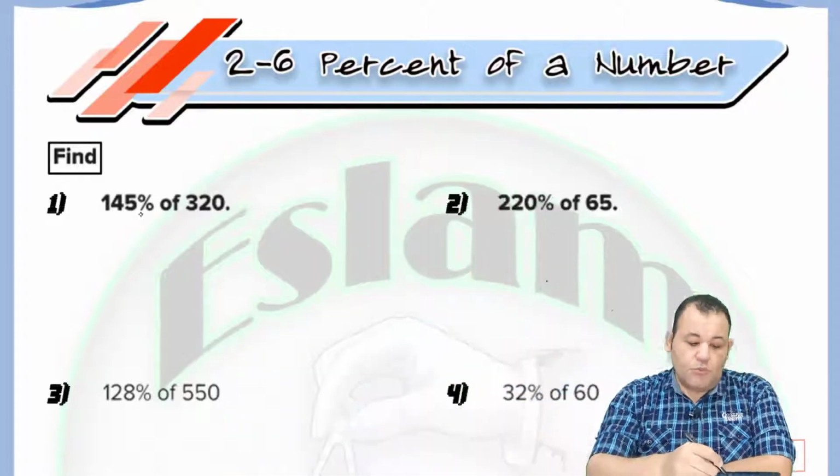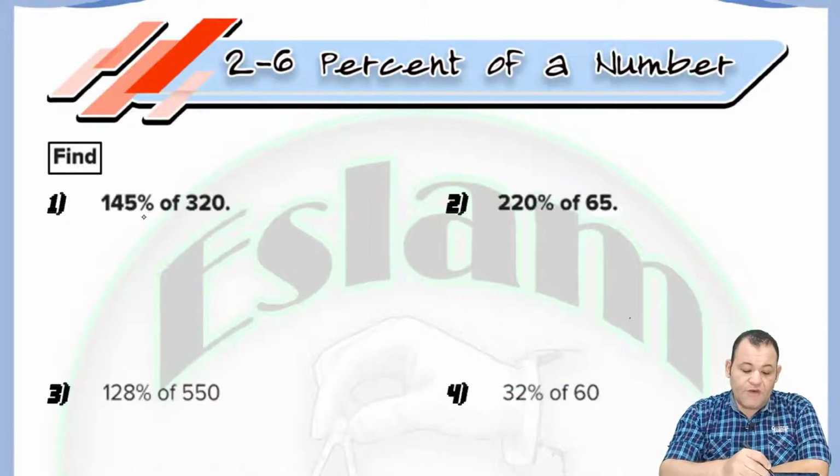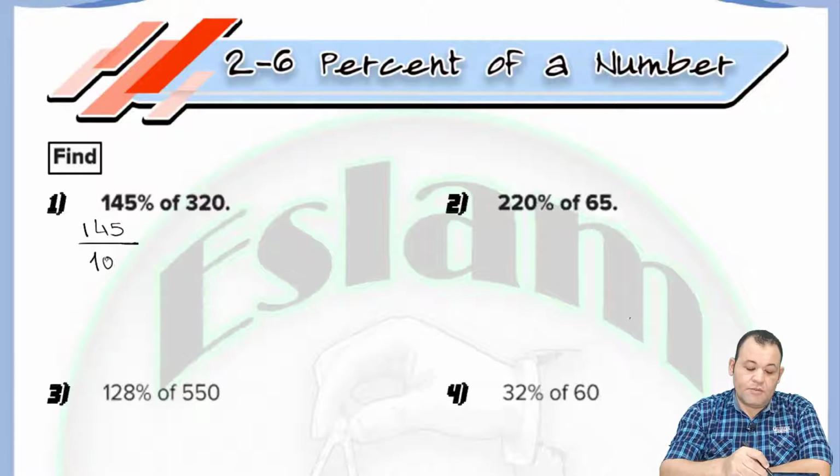So when I ask you, I need to find 145% of a number, it means I need to multiply 145% by this number. So we need to find 145% of 320. All I have to do is just multiply it here: 145 over 100 multiplied by 320. Because we multiply by a number, just make the denominator equal 1.